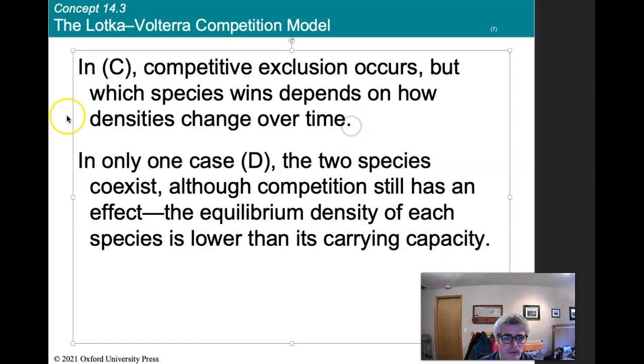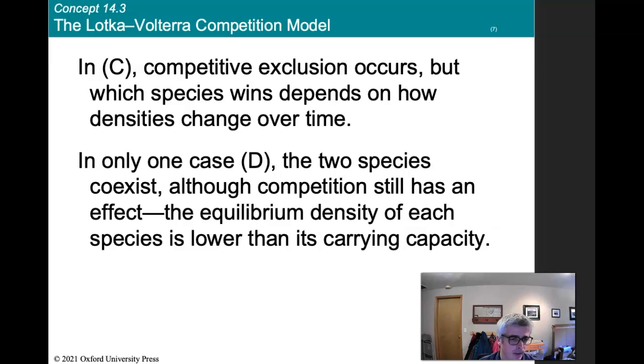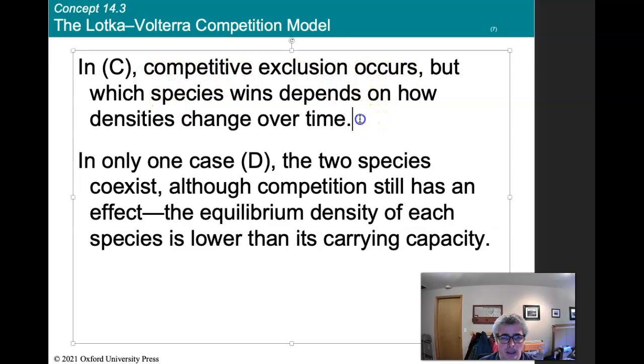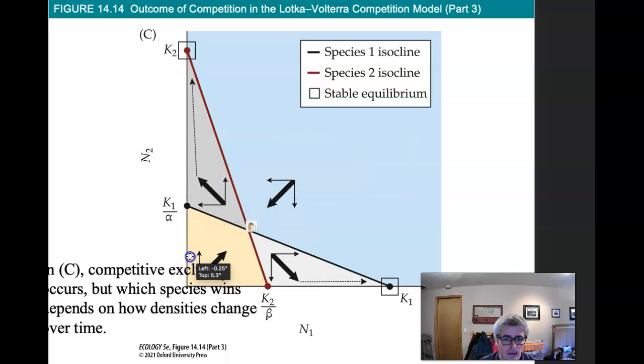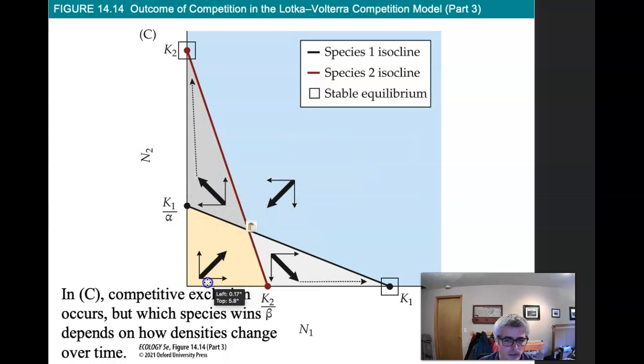These next graphs, this is the text for the next graphs. Maybe we'll look at this one at a time. So in the next graph, competitive exclusion occurs, but which species wins depends on how densities change over time. I might copy that and put this over here. So see, competitive exclusion occurs, but which species wins depends on how densities change over time.